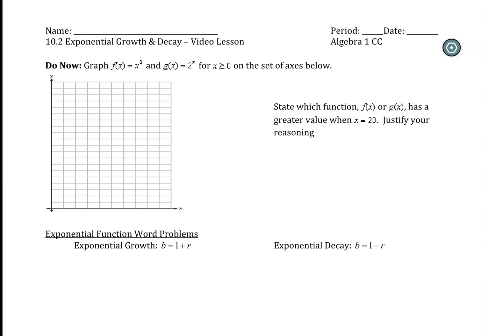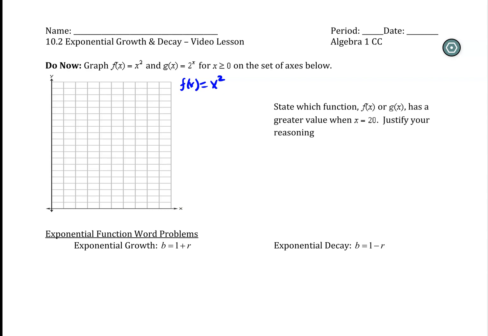Video lesson 10.2. So for this one, we're talking about exponential growth and decay. First off, let's look at the do now. Let's graph these two functions that we see here. Let's make a table for the first one. I'll do that one here in blue. f of x is equal to x squared.